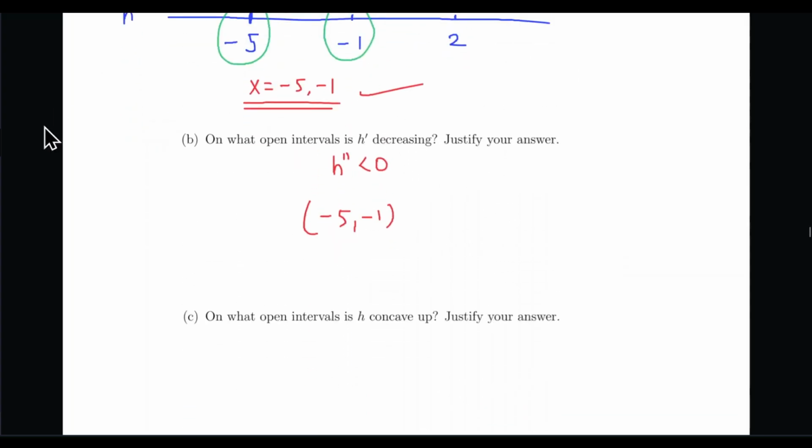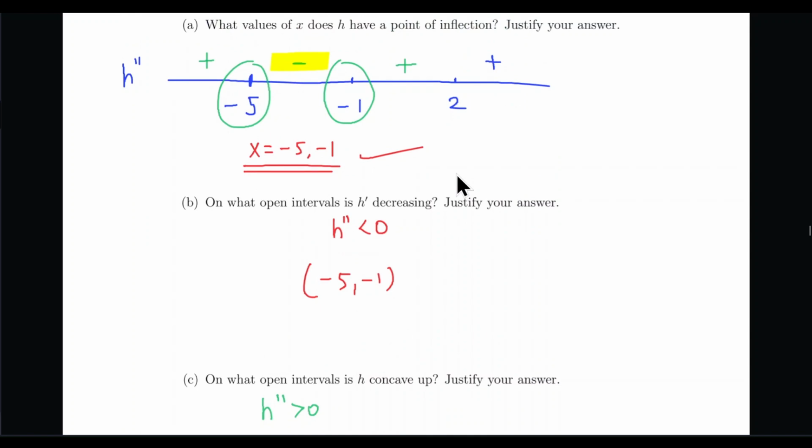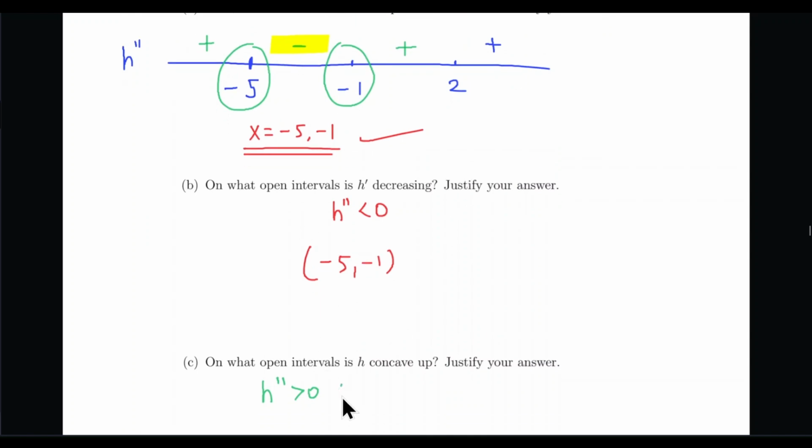And where is h concave up? H is concave up wherever h double prime is positive. And h double prime is positive means that h prime is increasing. I mean, why am I going that far? I don't need that because I have the sign chart. So h double prime is positive, and the intervals we can just clearly see are -infinity to -5, union -1 to 2, union 2 to infinity.